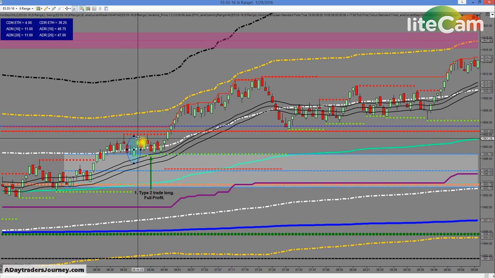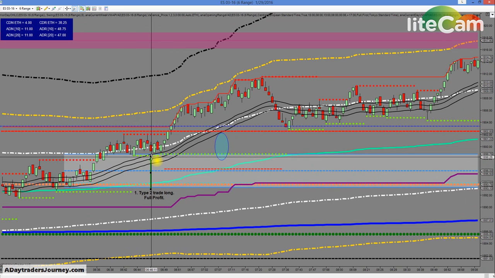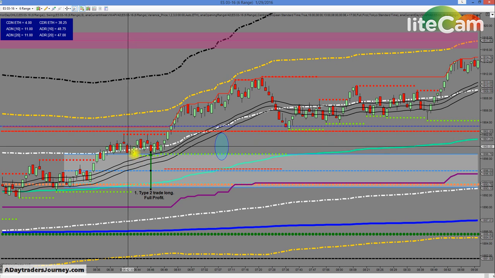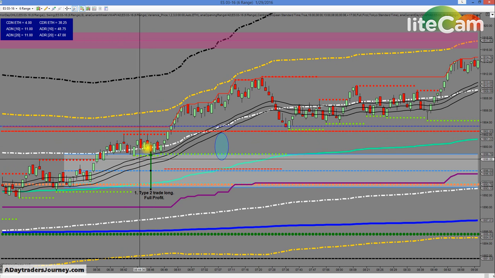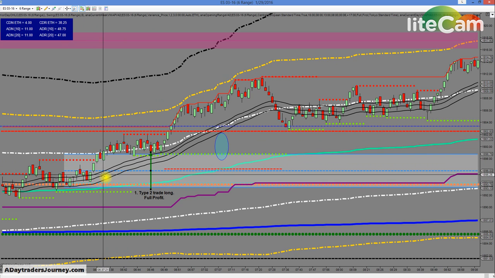Let me move this out of the way. This green arrow points to where I actually got in, the exact bar I got in. This is a valid setup for the following reasons. First, the market opened and we have this opening range, the gray shaded area. The opening range covers the first 6 minutes of price action.